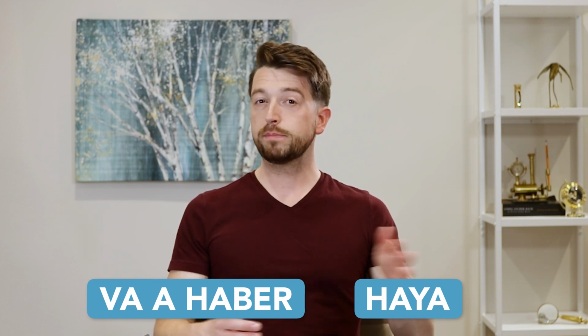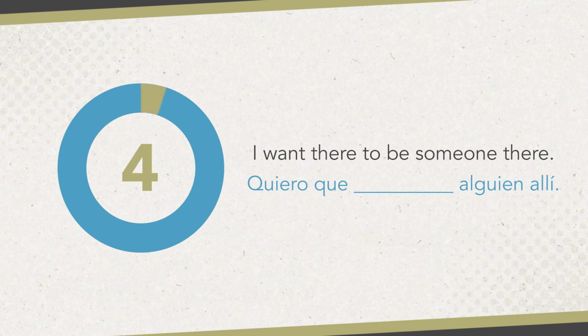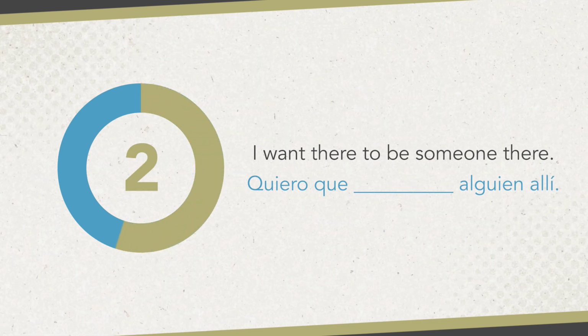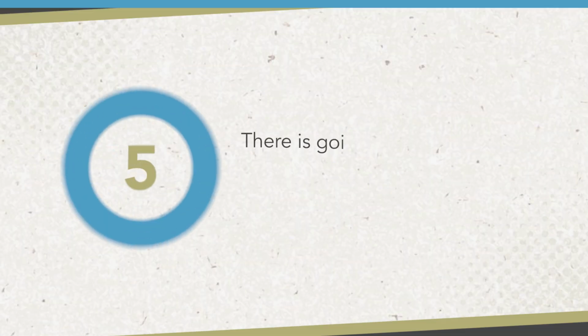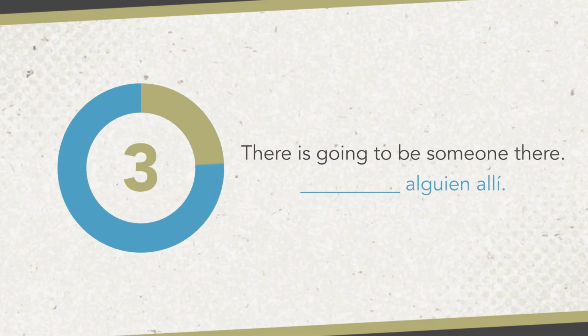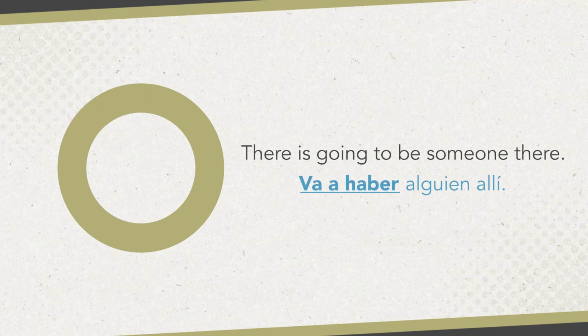It's time for you to practice this, and I'm going to give you a tricky quiz here. Your job is to predict whether you need haya or va a haber. Remember, we use haya when we want there to be something, but we use va a haber when there is going to be something, more certainly. Try to fill in the blanks. I want there to be someone there. Quiero que haya alguien allí. There is going to be someone there. Va a haber alguien allí.